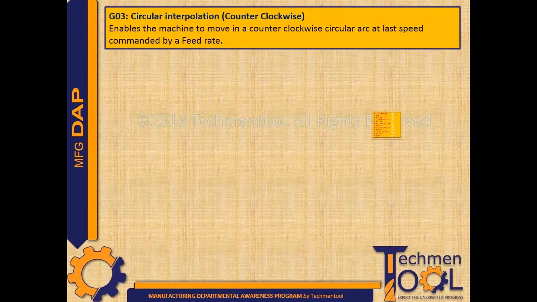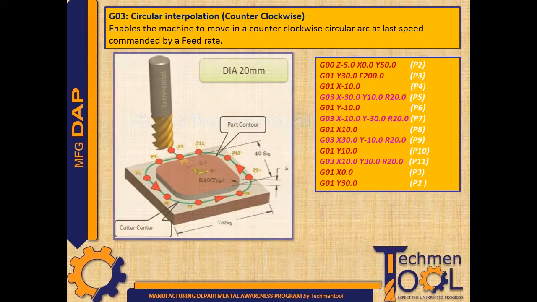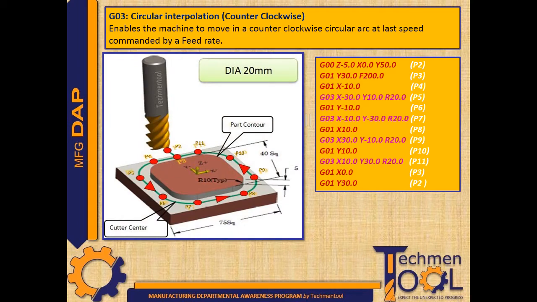G03 circular interpolation counterclockwise. This enables the machine to move in a counterclockwise circular arc at a speed commanded by a feed rate. Here, counterclockwise circular interpolation of the 20 mm dia end mill tool takes place at the radius of 20 mm for the points P5, P7, P9, P11 after respective rapid and linear interpolations as per instructed values.